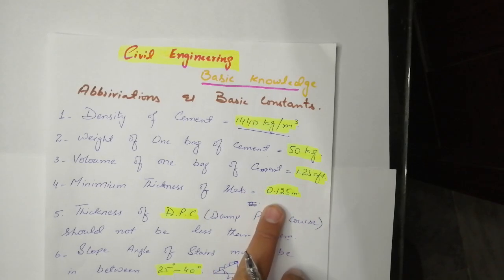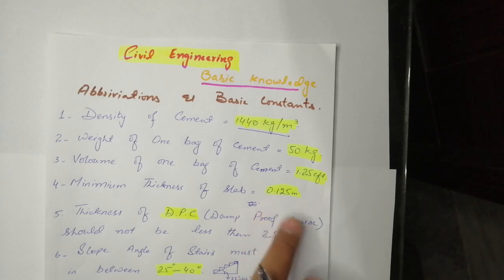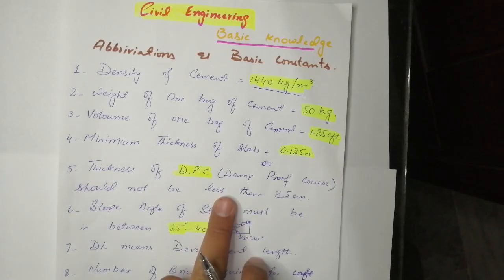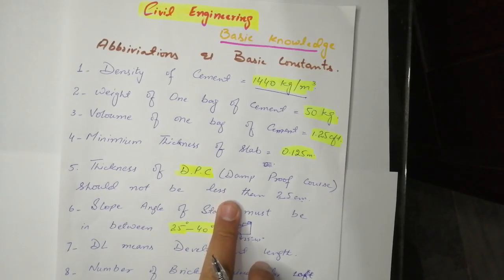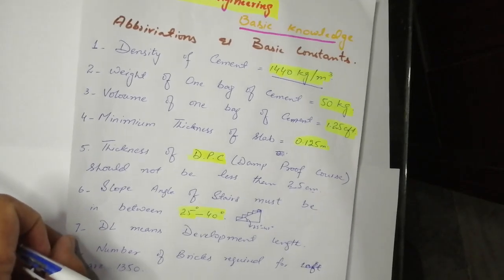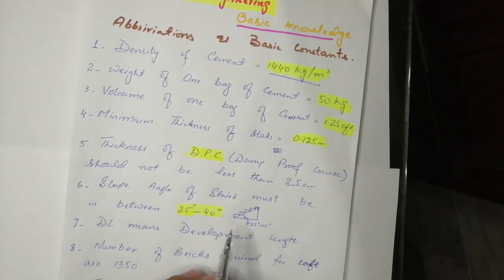The minimum thickness of slab in meters should be 0.125 meters. Thickness of DPC, DPC is called damp proof course, should not be less than 2.5 centimeter. Slope angle of stairs must be in between 25 to 40 degrees.